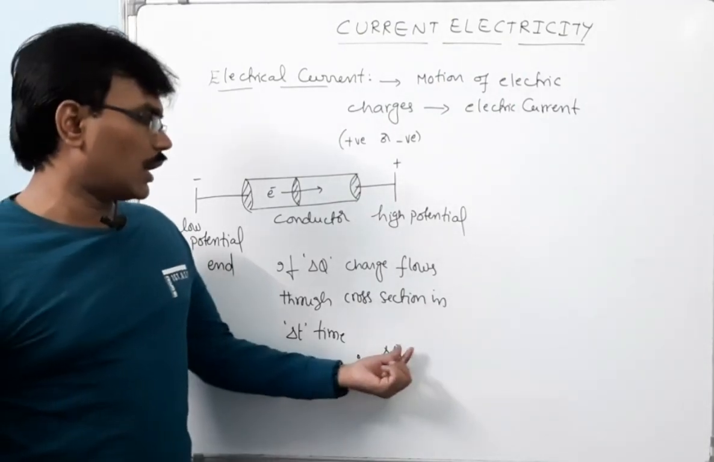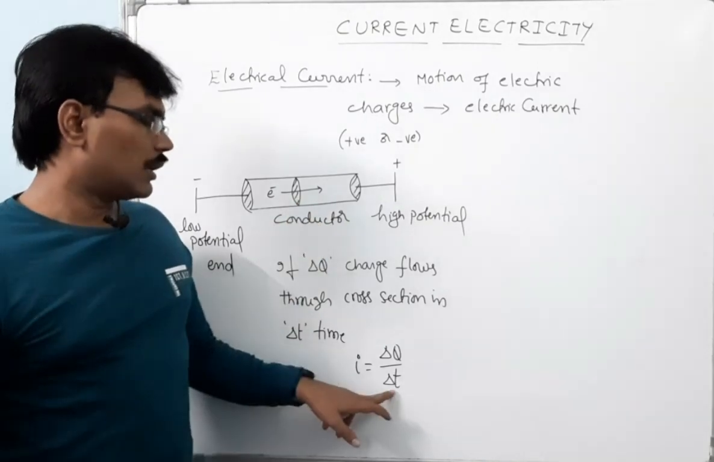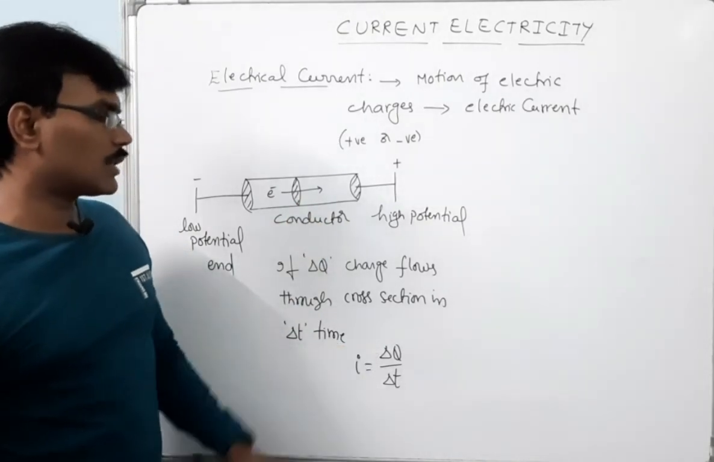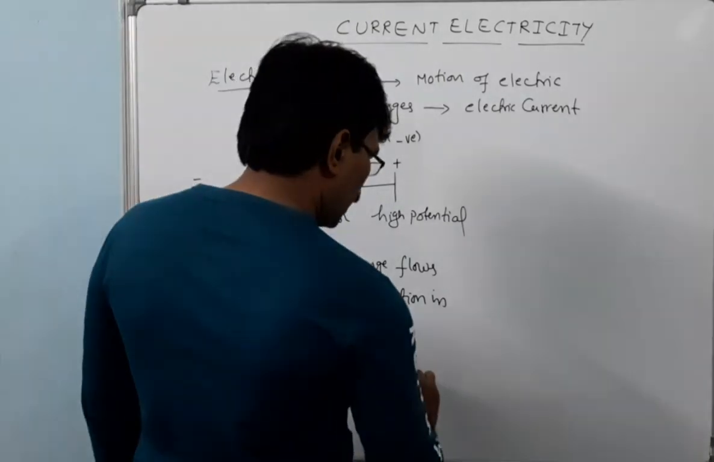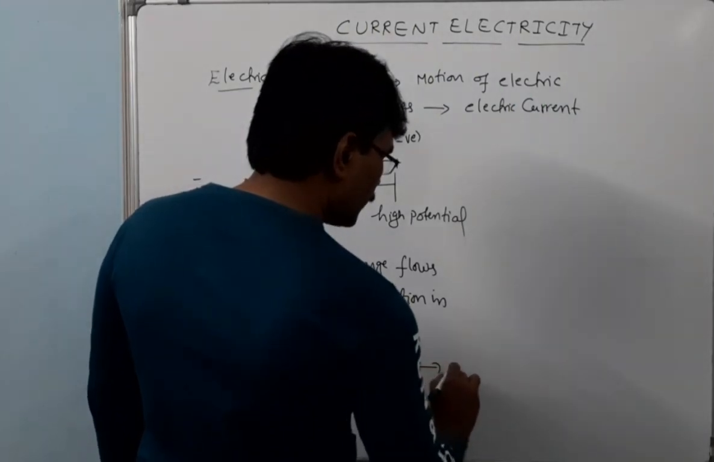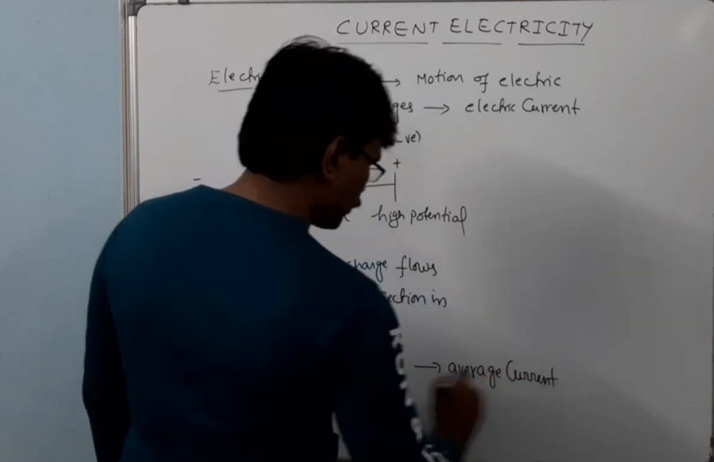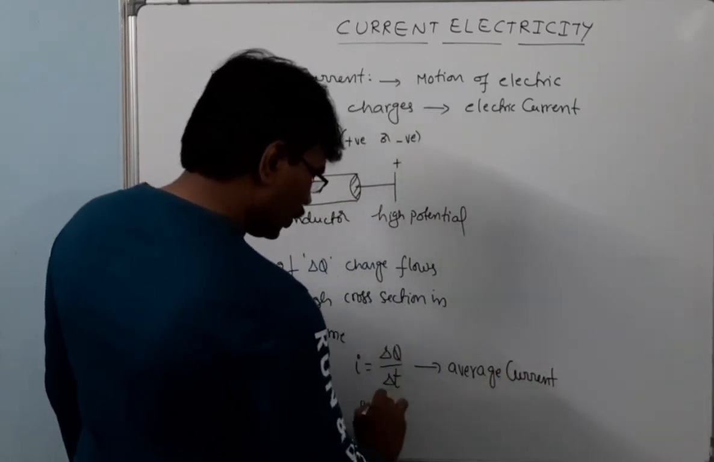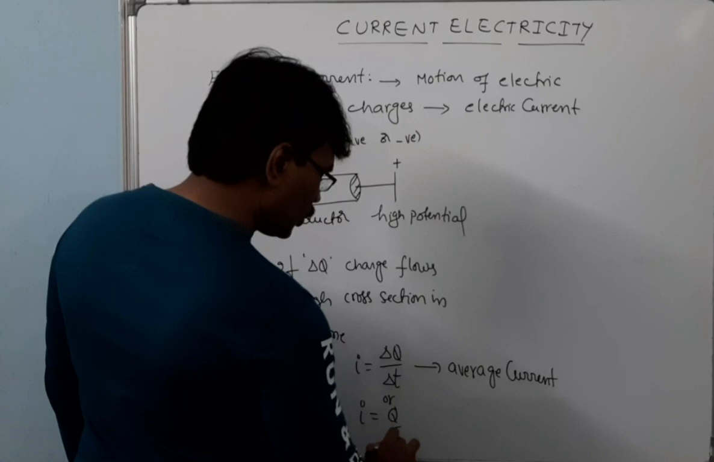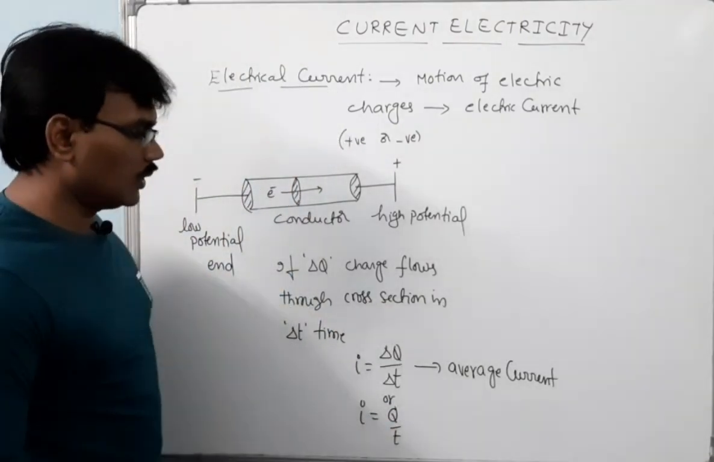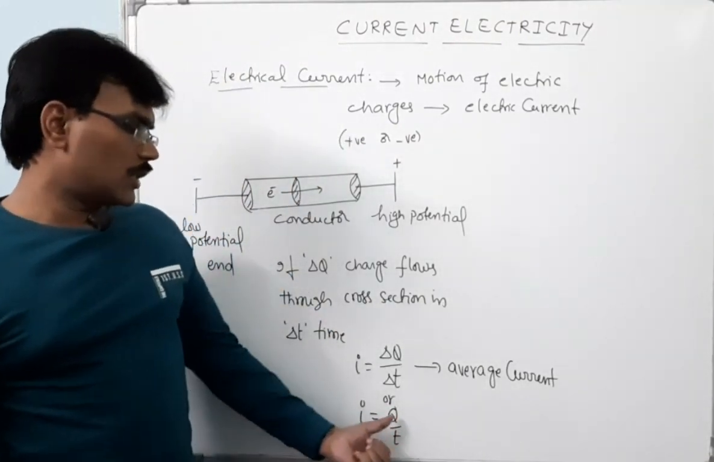So here the total charge crossing the cross section divided by the total time taken gives us, actually, the average current. This is very important, we will use this formula. Otherwise we can write, if q amount of charge flows through a cross section in t amount of time, then current is given by total charge upon total time.